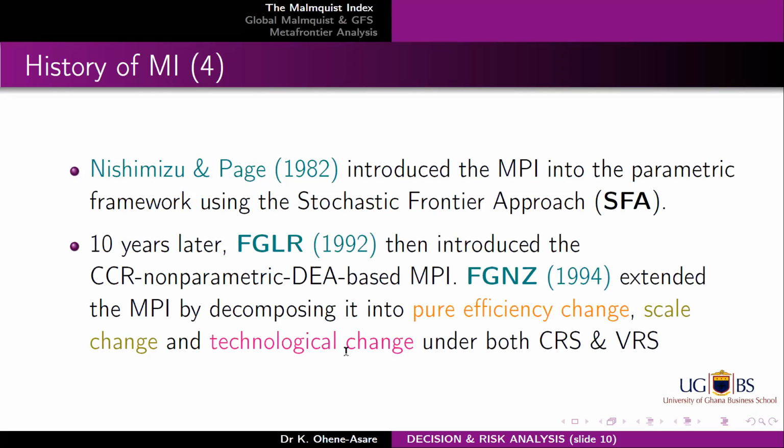Grosskopf again was there, husband and wife, by the way. Lindgren and Roos were not there, substituted by Norris and Zhang. They extended the original Malmquist, and they decomposed it into three, unlike the previous one that did it into two. They decomposed it into pure efficiency change, scale change, and technological change under both CRS and VRS. So the difference between the two is a little bit of an extension.